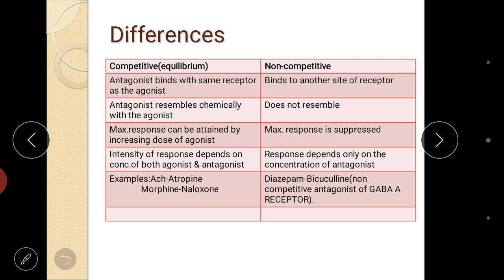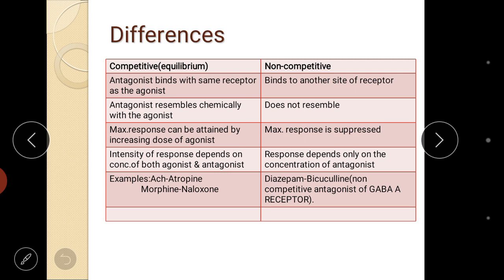In competitive antagonism, maximum response can be attained by increasing the dose of agonist. When you increase the concentration of agonist, you are able to reverse the action of the antagonist. But with non-competitive, even if you increase the concentration of agonist, you don't get the response. In competitive, the intensity of response depends on the concentration of both agonist and antagonist. In non-competitive, the response depends only on the concentration of antagonist.